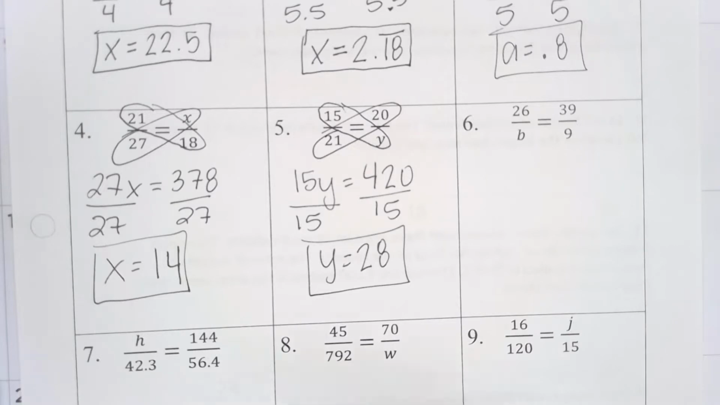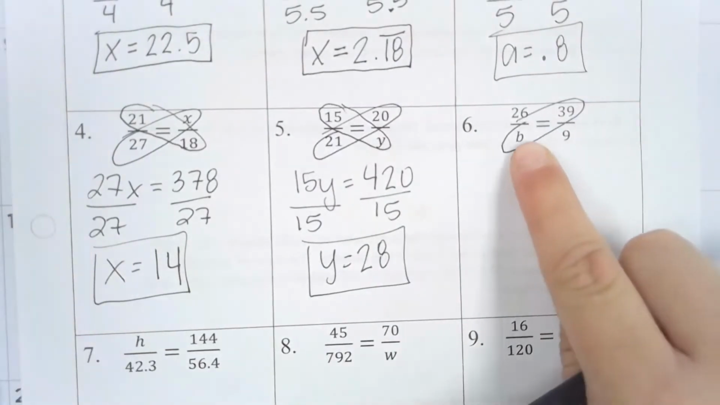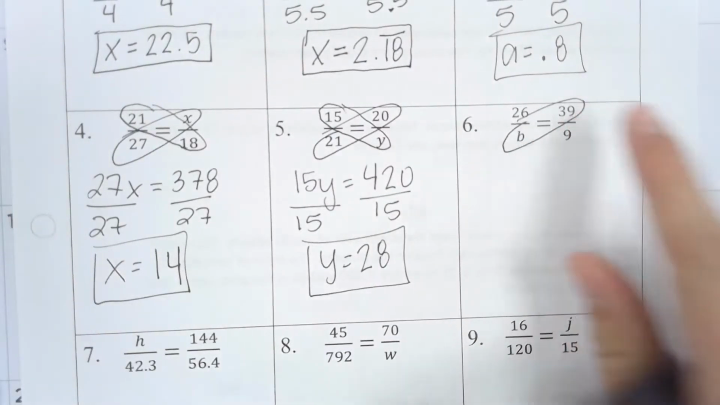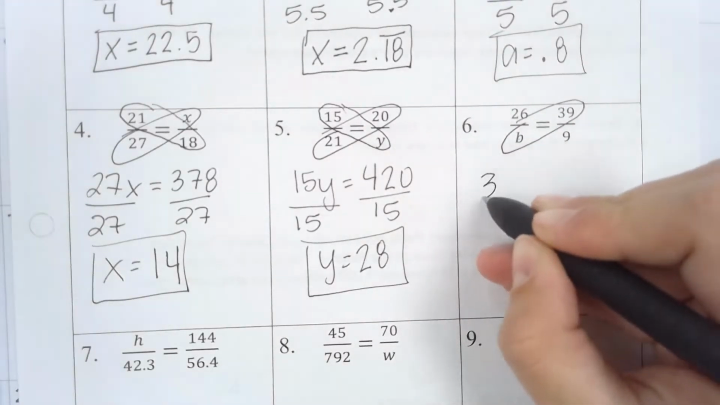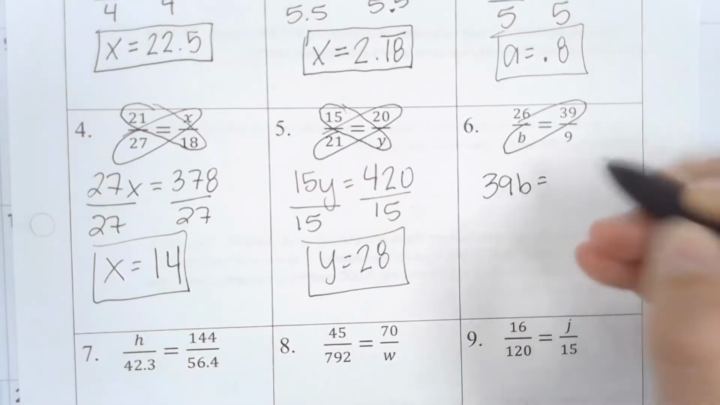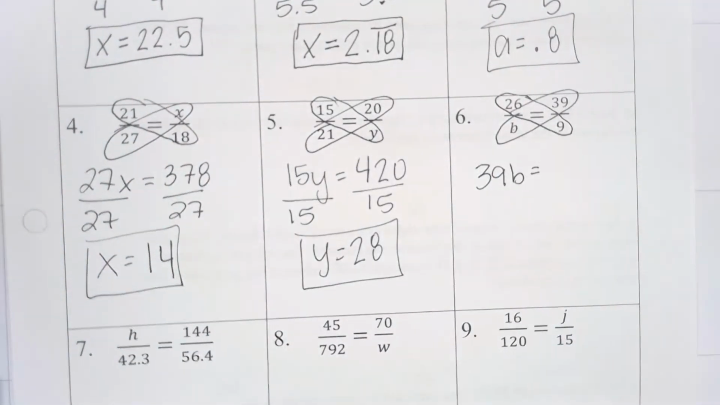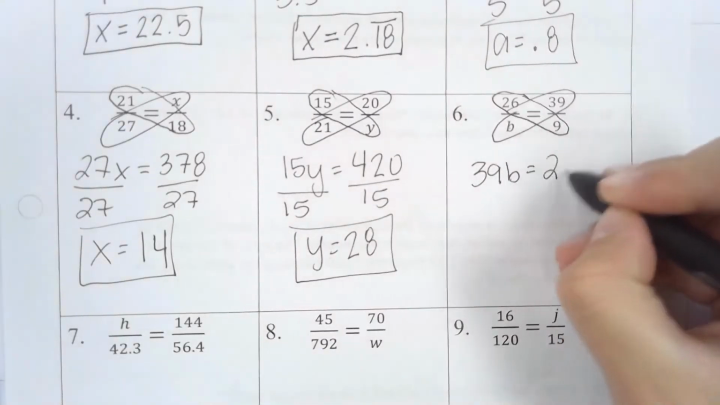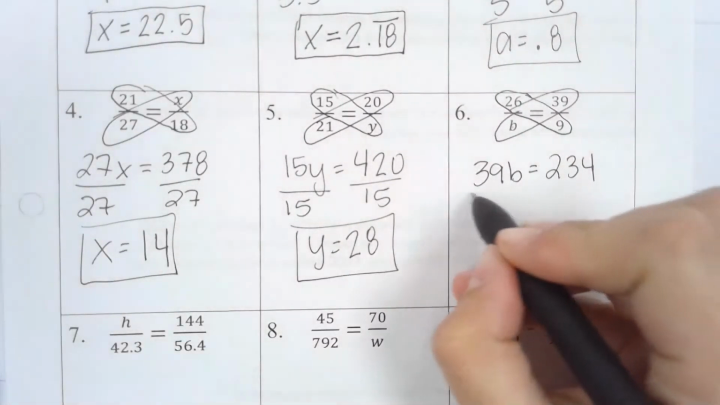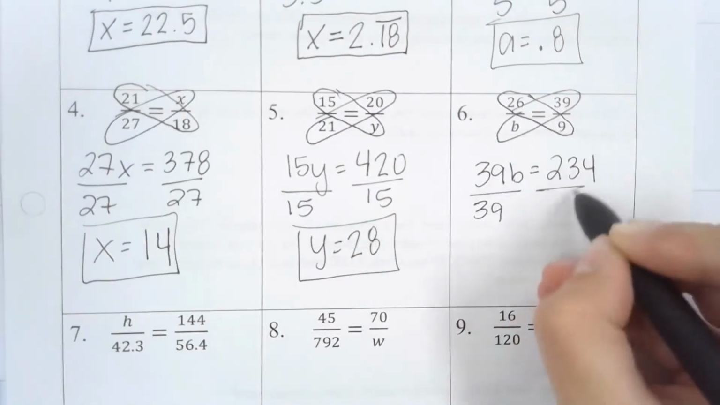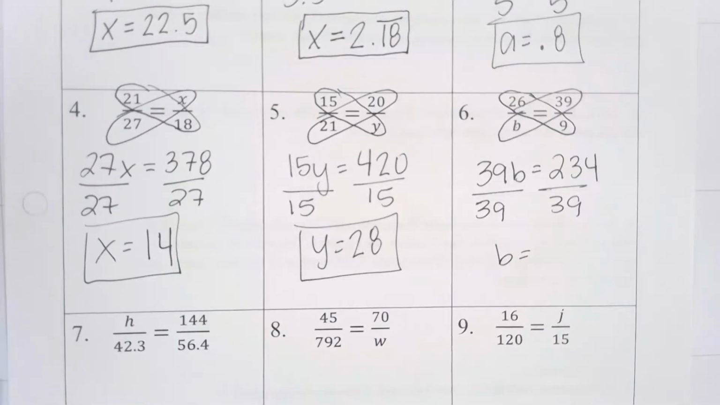Alright, and then the last one here, number 6. So again, cross multiply. I always like to cross multiply the variable first because that's just the easiest to set up. So here it's going to be 39 times b, which is 39b. Cross multiply this side, so 26 times 9 gives me 234. And then to get that b by itself, we are going to divide by that 39 on both sides, and we get b is equal to 6.